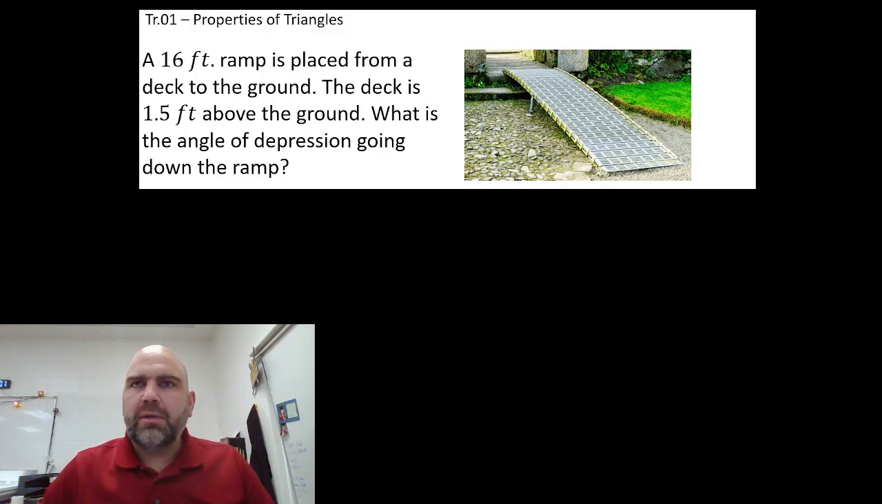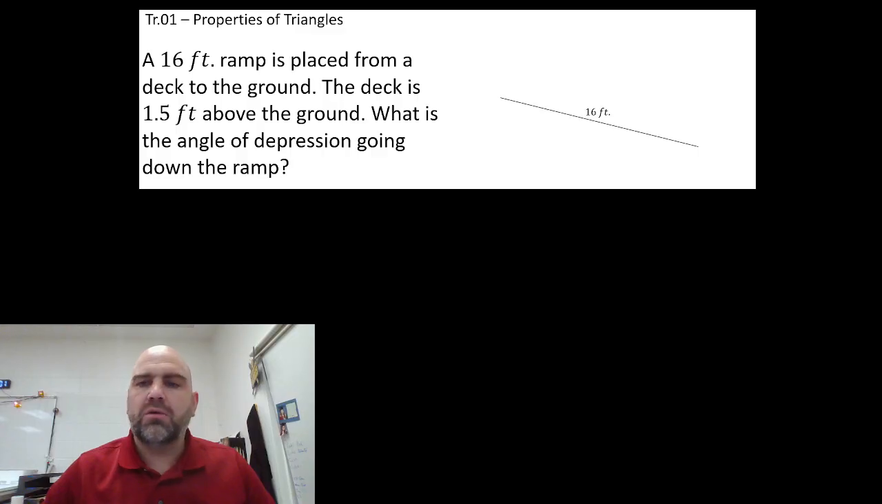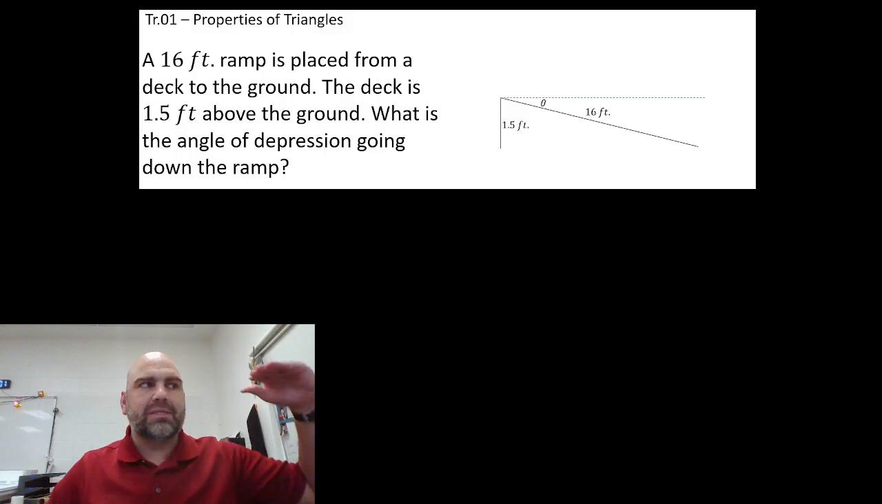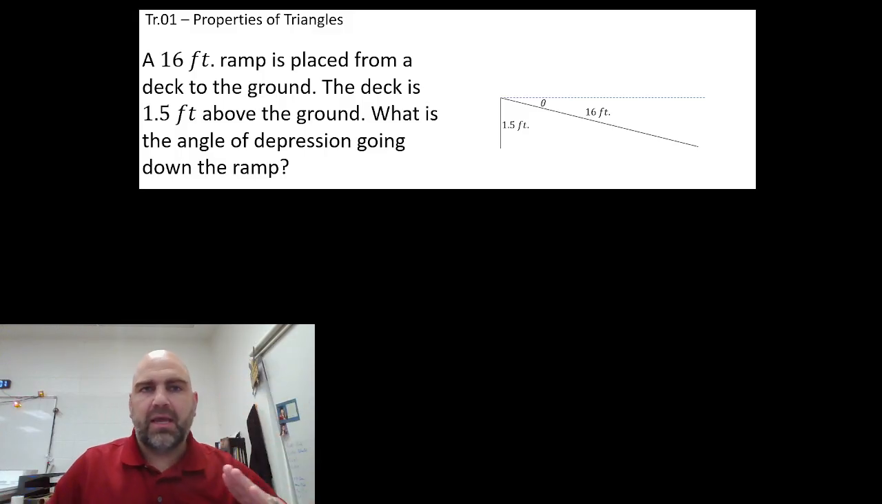So what we need to do first is draw out a diagram. I'm going to get rid of the picture and draw out the ramp. There it is, it's 16 feet long. We know that the ramp is 1.5 feet above the ground, and we are going to try to figure out the angle of depression, which is that angle up there of this ramp. Now, the angle of depression is also the same as the angle of elevation. So the angle at which you go down a ramp is the same as the angle at which you go up the ramp. It's the same angle.